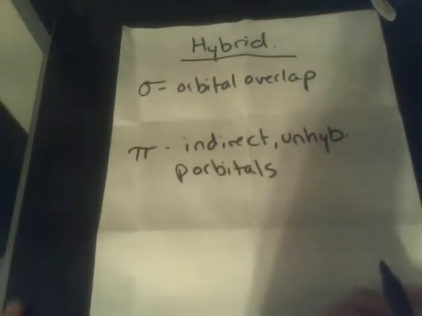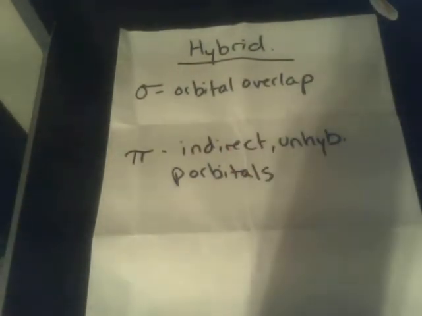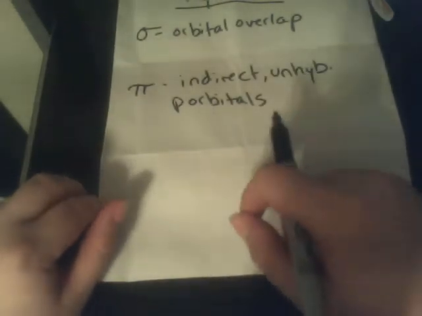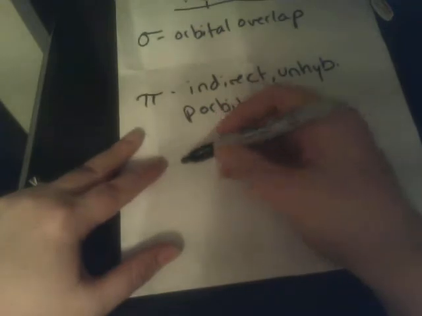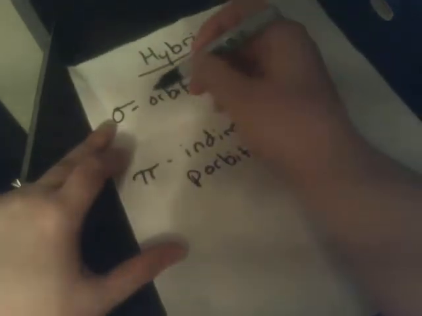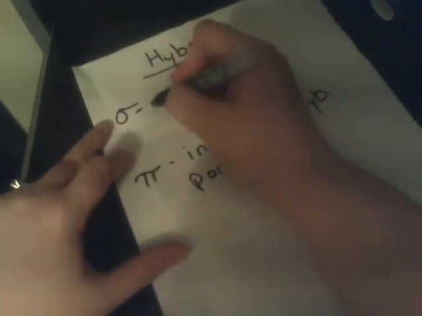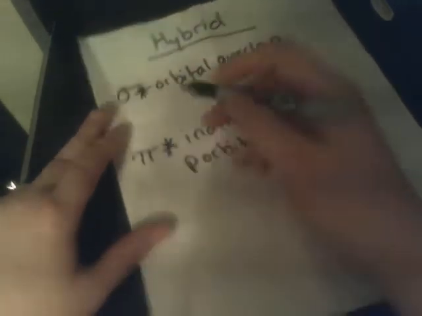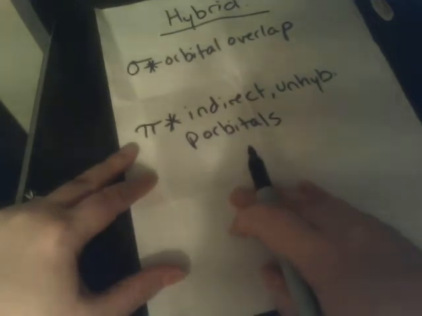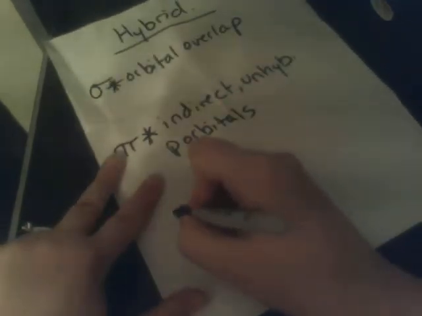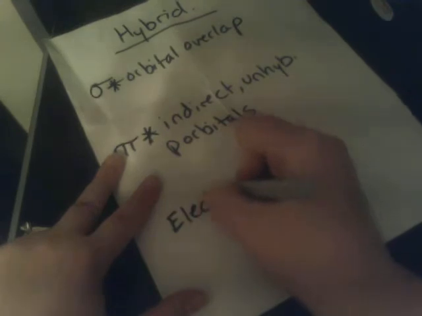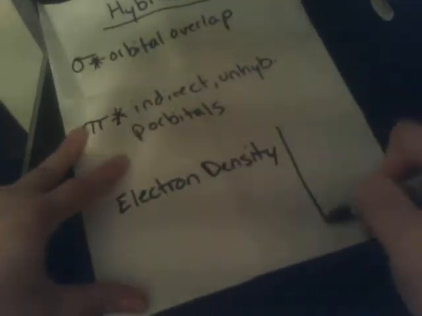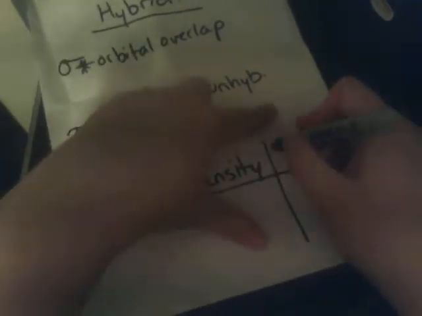All right. We learned that also, and this is where we're going to go real easy. This is going to make things so easy. Sigma bonds are from orbital overlap, and then in order to count them, you have areas of electron density. And then we have the hybridization.